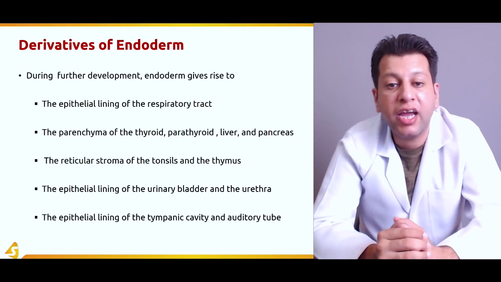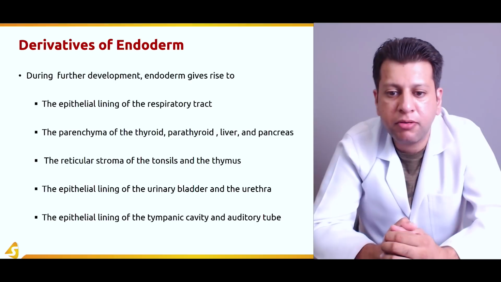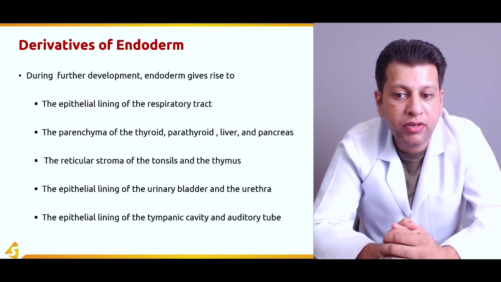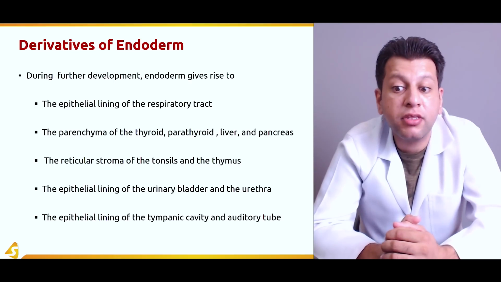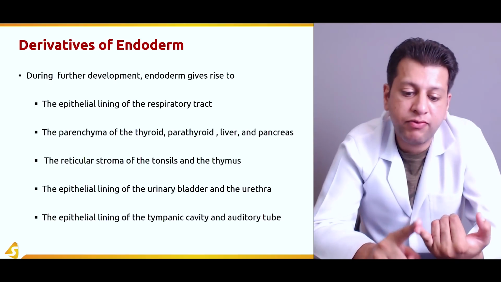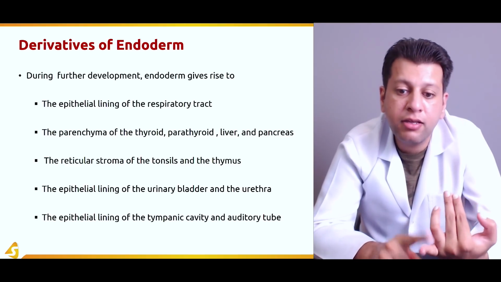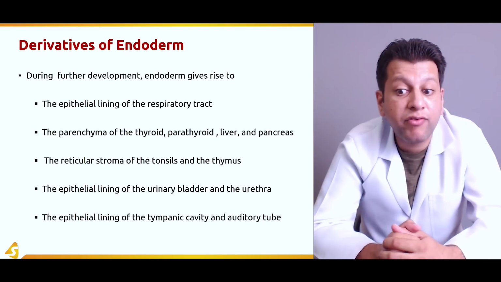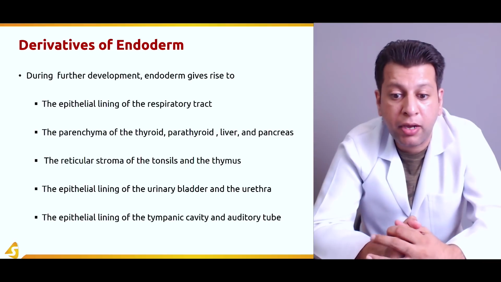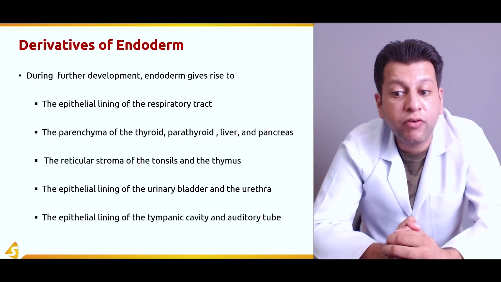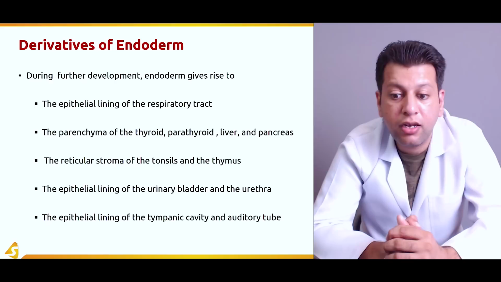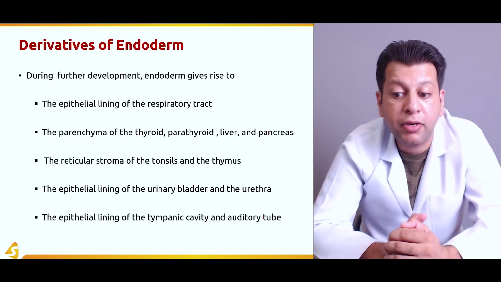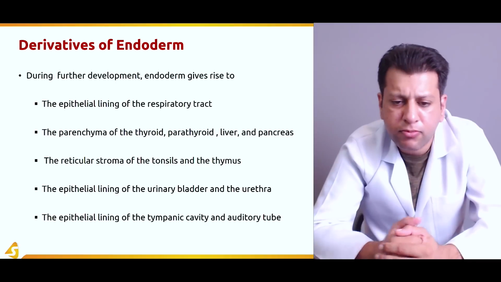So what have we derived from the endoderm? During further development, endoderm gives rise to the epithelial lining of the gut mainly, the epithelial lining of the respiratory tract, parenchyma of the thyroid, parathyroid, liver, and pancreas, reticular stroma of tonsils and thymus, epithelial lining of the urinary bladder and urethra, and epithelial lining of the tympanic cavity and auditory tube.